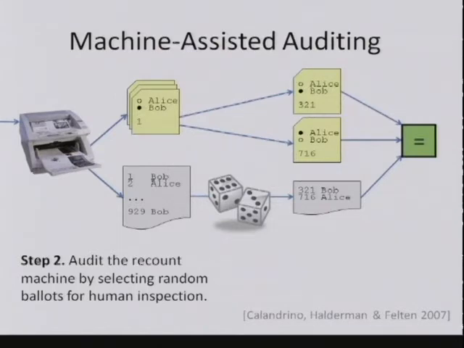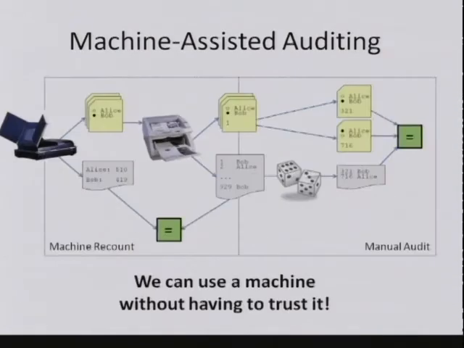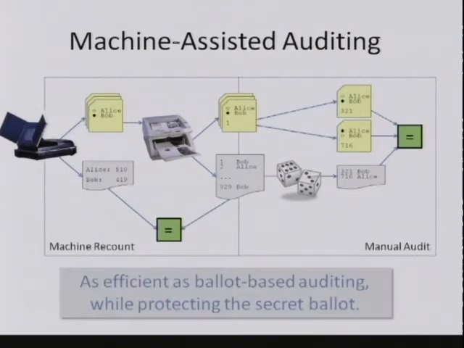This gives us some kind of check, which is valid to some statistical level on the accuracy of this recount machine, right? And it should be clear that if we do this in enough places, we can get enough confidence in the recount machines that we know that the result is good. And in fact, I'll assert to you that there's a theorem that says that that's the case. The result of this is that we can use a machine without having to trust it. And this, it turns out, is as efficient as ballot-based auditing. The number of ballots that you have to touch by hand is equal to the number that you would audit if you were using ballot-based auditing. And it also protects the secret ballot because of the intermediate step.